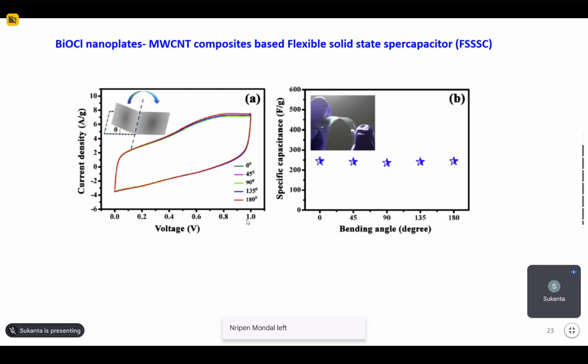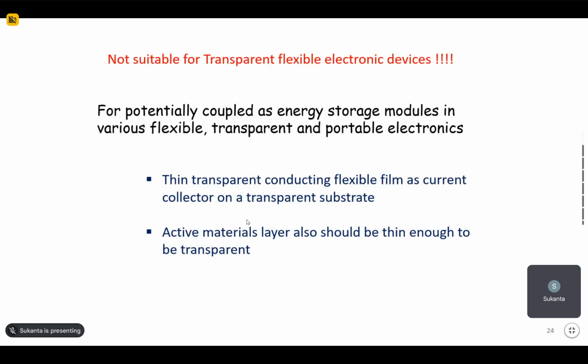Now the thing is, our aim is to prepare a transparent, flexible supercapacitor. So till now, we came to know how to prepare the flexible supercapacitor. Now these are not transparent, so these are not suitable for transparent flexible electronic devices. Right. For potential coupling as energy storage modules in various flexible, transparent, and portable electronics, what we need is a thin, transparent, conducting flexible film as a current collector.